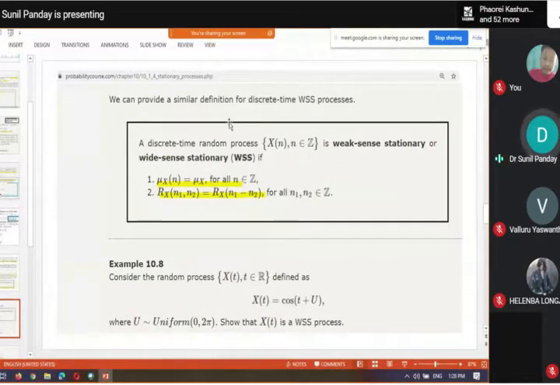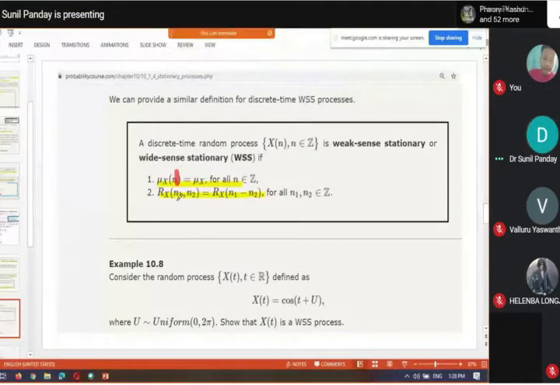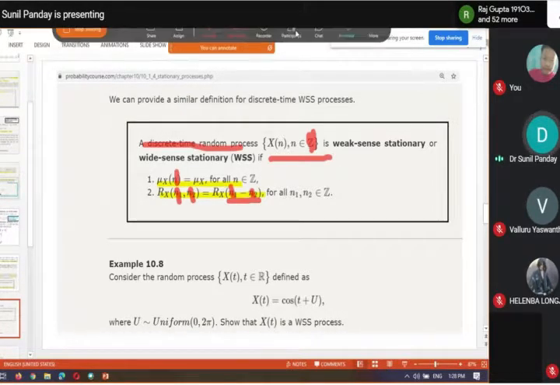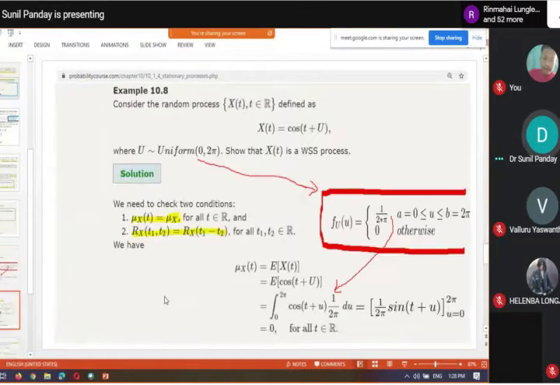Like the discrete case. Here we are having n. We are taking two discrete points n1 and n2 from the set Z of integers, and it is again the difference n1 minus n2. So here n1 and n2 are again time. Instead of t, we are taking a variable n, because here we are assuming our process is a discrete time random process. So we have one example here.